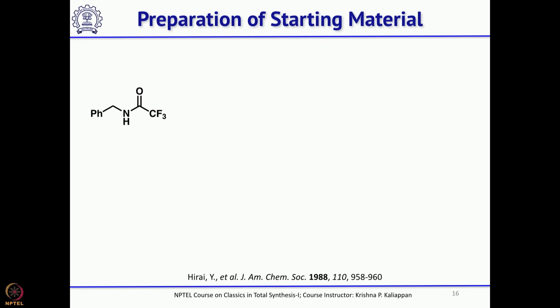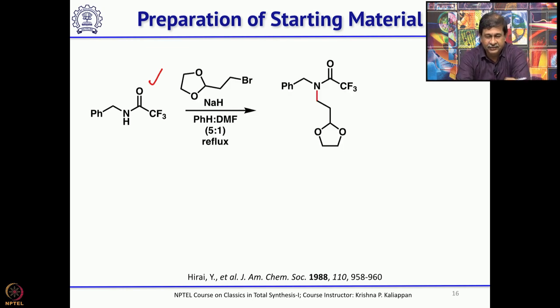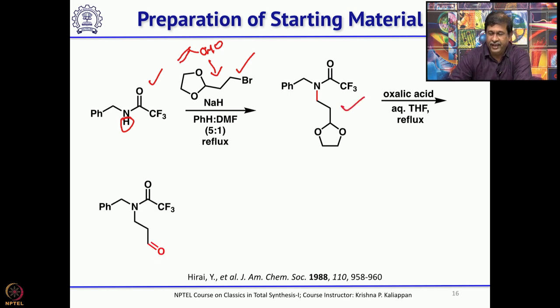He started with protected benzylamine, trifluoroacetyl benzylamine, then treated with sodium hydride and quenched with this bromide. So this bromide can be obtained in one step from acrolein. So this is acrolein, in one step one can make this bromide, it is a protected compound. So basically you remove this hydrogen and quench with this bromide, so you get the corresponding N-alkylated compound.